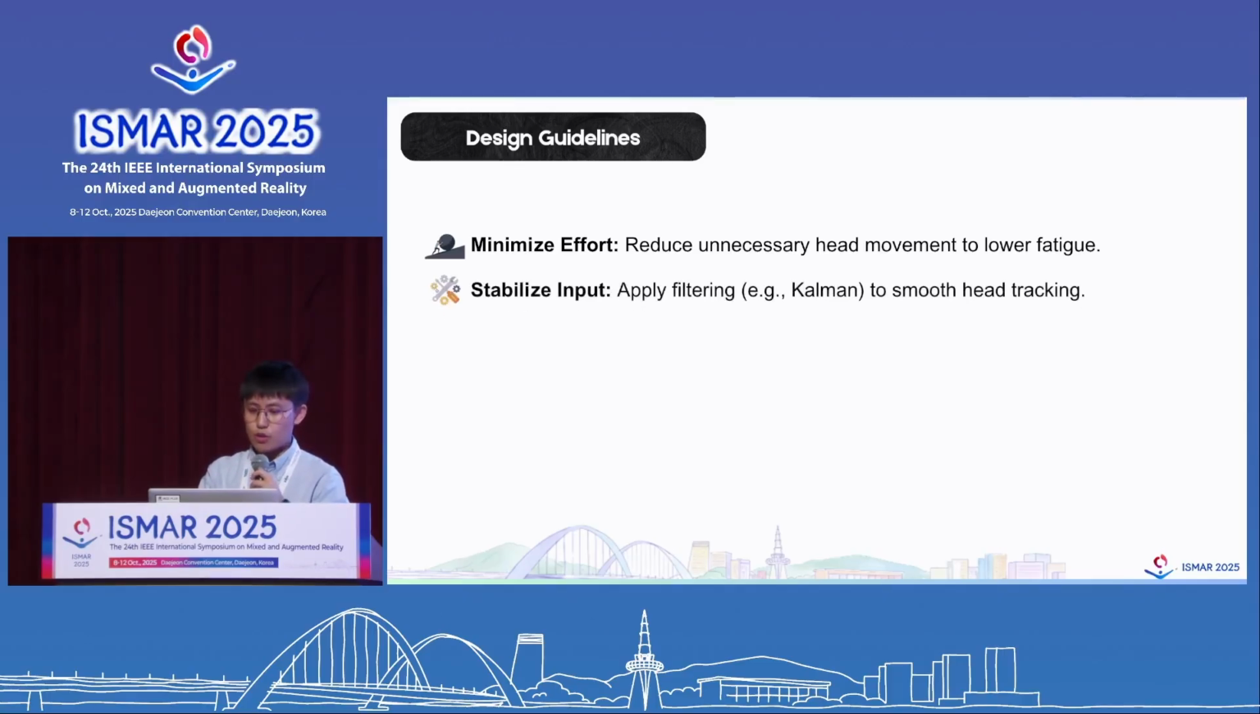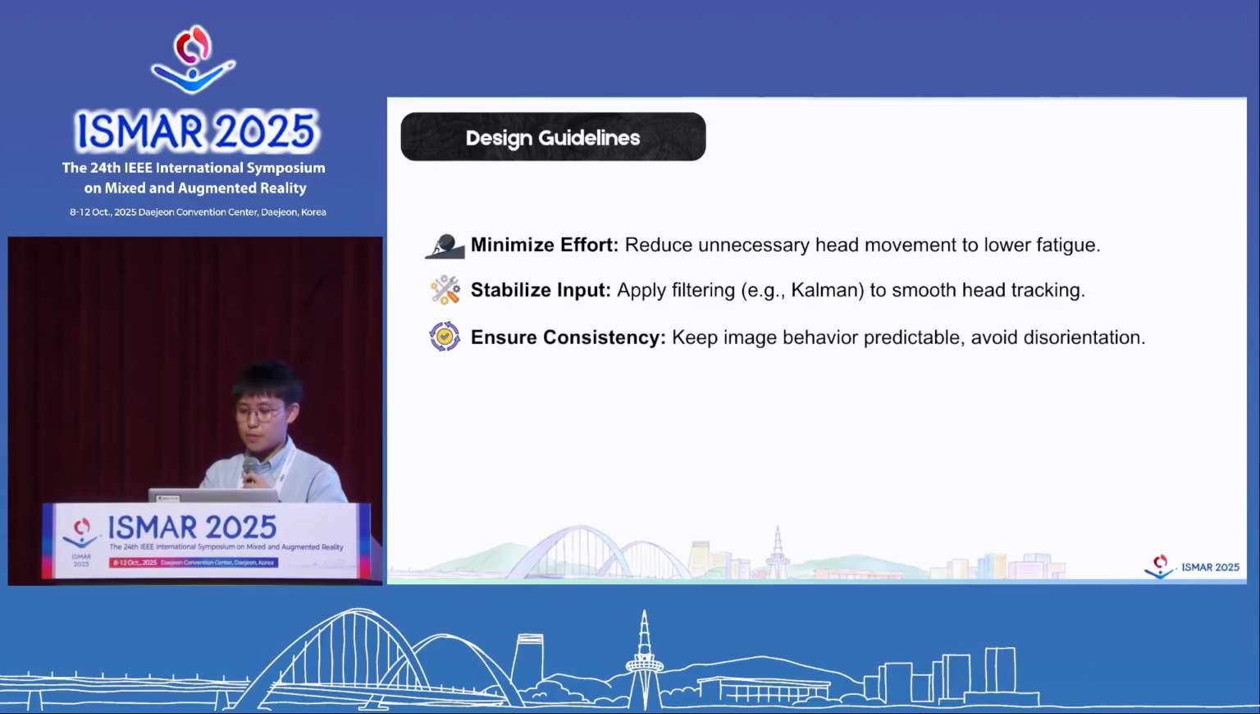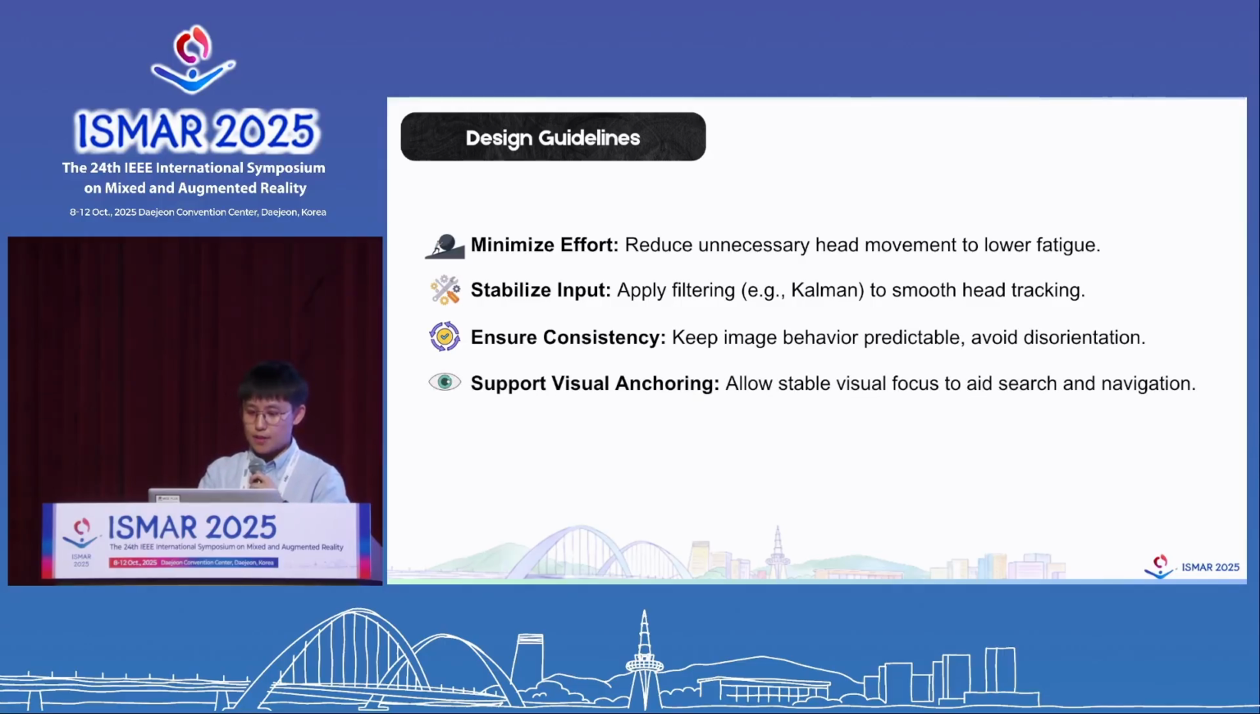And second, we should also consider stable input. So we can use some smoothing, like the Kalman filter, to help reduce jitter and improve control. And third, ensure spatial consistency. We find that the tilt mode can cause some spatial confusion, so the image behavior should stay more predictable for participants. And fourth, we should maintain a stable view, because the static mode can slightly speed up the completion time, which suggests that keeping the view stable can help users to search more effectively.